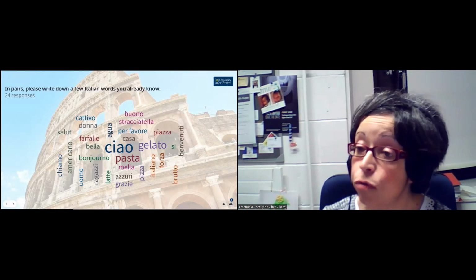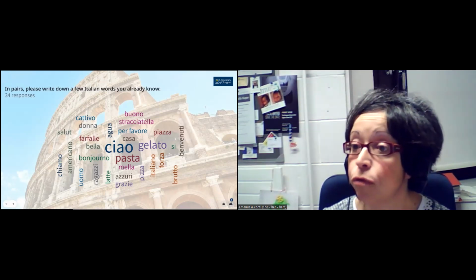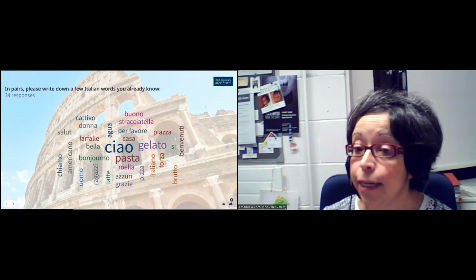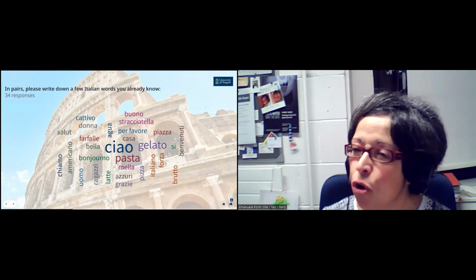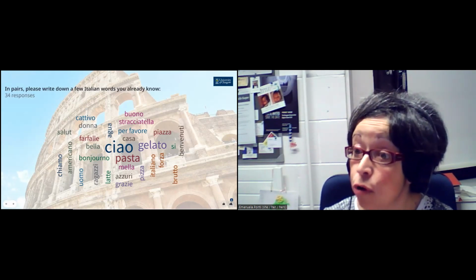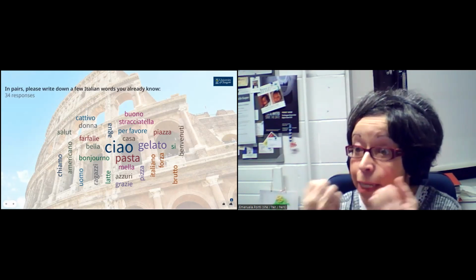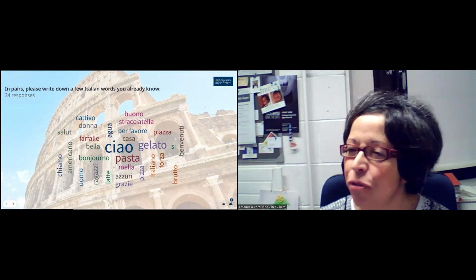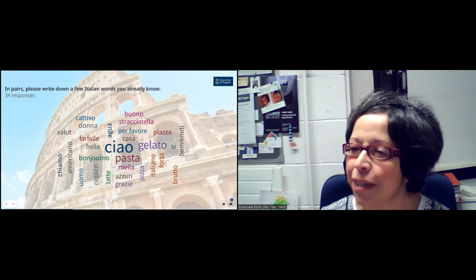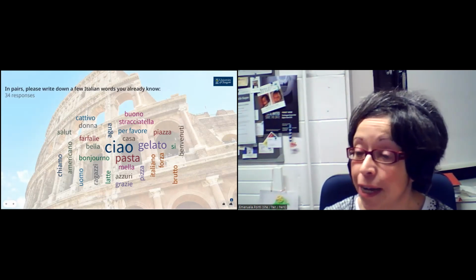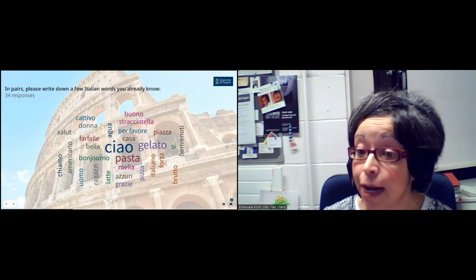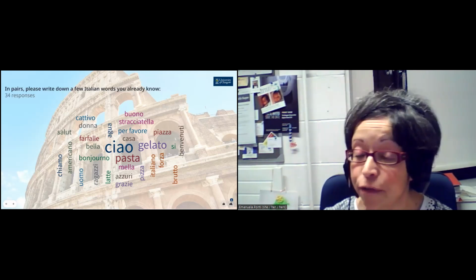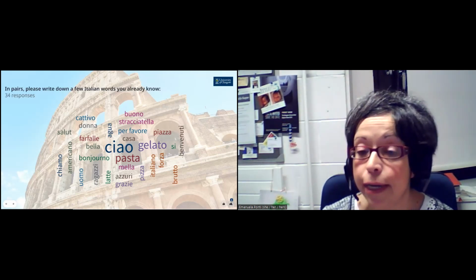This is a good ice-breaking activity because students work together, and they're immediately encouraged to be constructors of knowledge rather than quiet receptacles. And usually students are quite surprised by the amount of words in Italian that they already know. And maybe they will recognize as familiar other words that their classmates have produced in the word cloud.